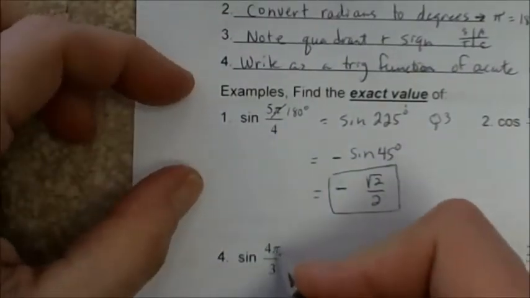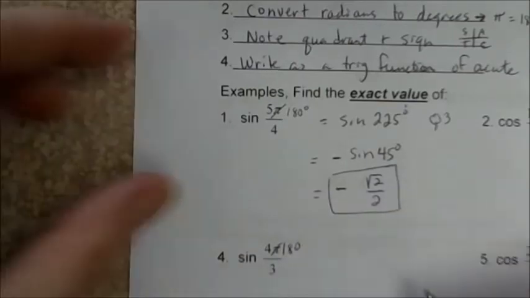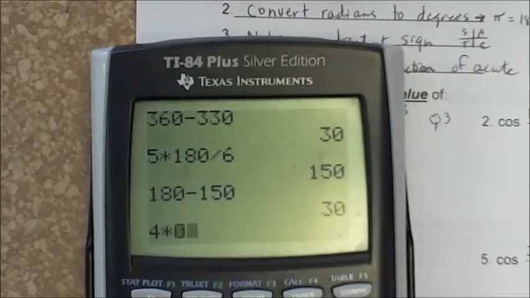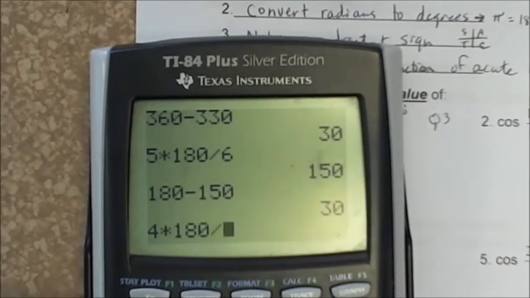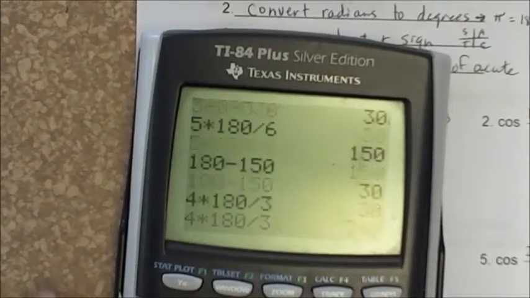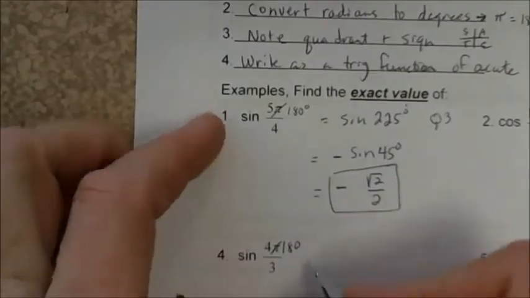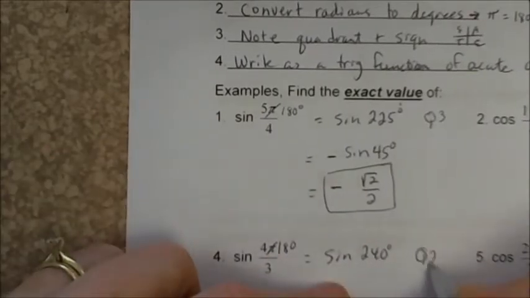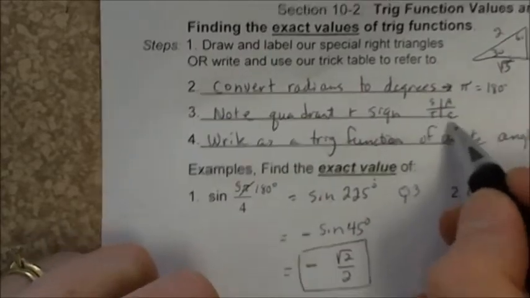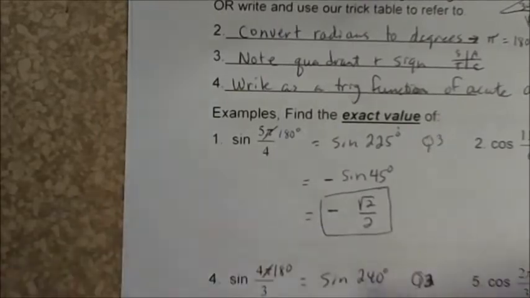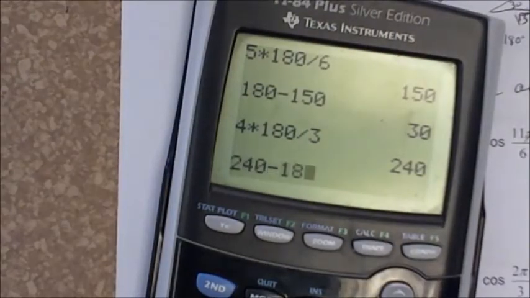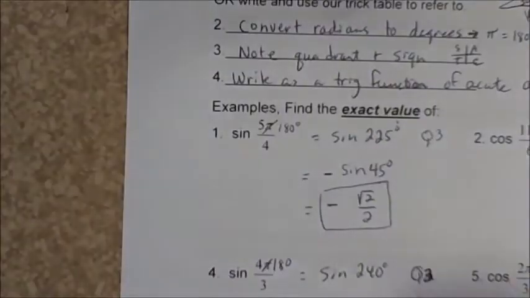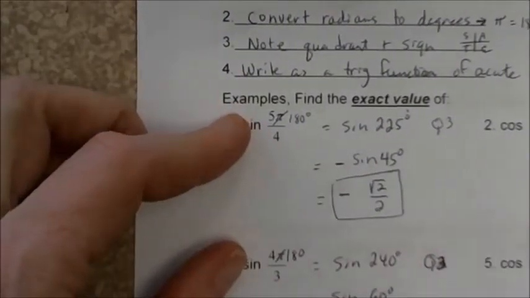Number 4, pi radians is 180 degrees. And so 4 times 180 divided by 3 is equal to 240 degrees. So we're really asked to find the sine of 240 degrees. 240 degrees is a quadrant 3 angle. All Students Take Chemistry says sine goes negative in quadrant 3, so that's the negative sine of the reference angle, 240 minus 180. The reference angle is 60 degrees, so we've got the negative sine of 60 degrees.